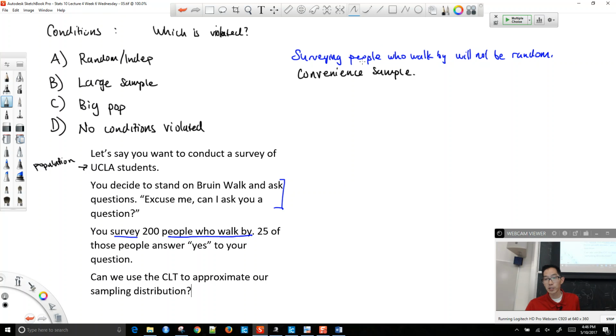So surveying people who walk by will not be random. That's a convenience sample, just like other samples that are not random. Any type of situation where you just stand somewhere, like at the corner of the street, and ask people, that's not going to work, right?